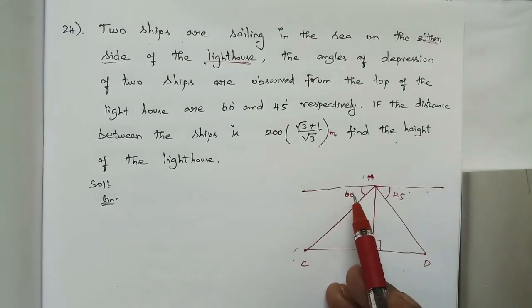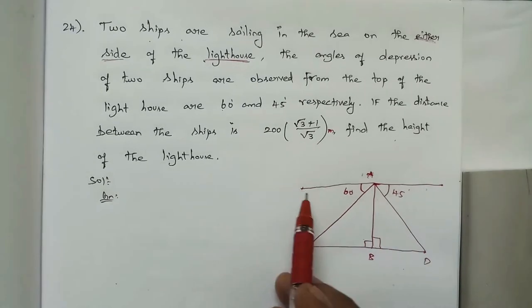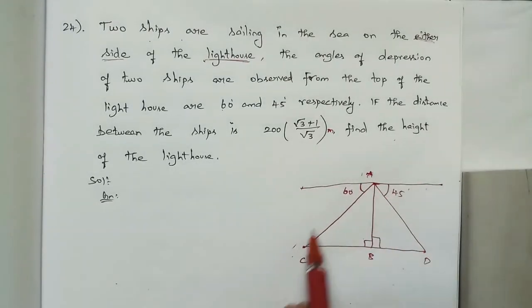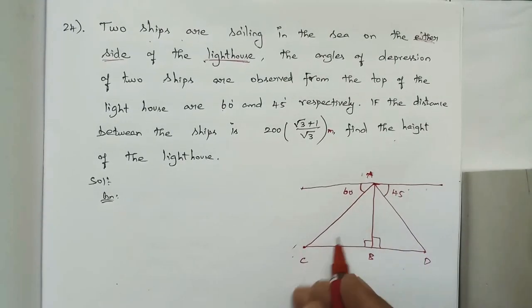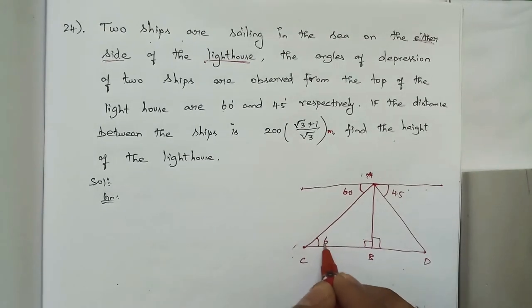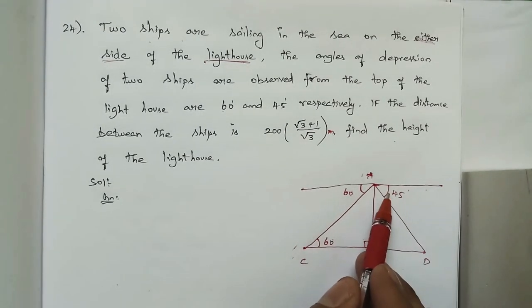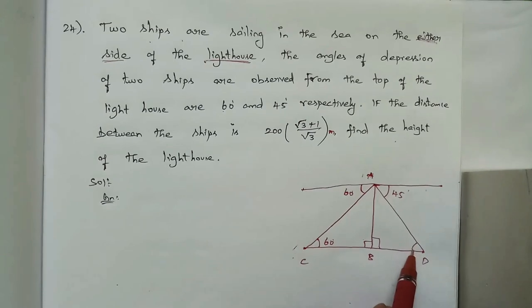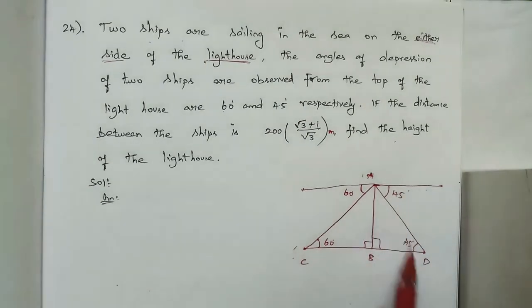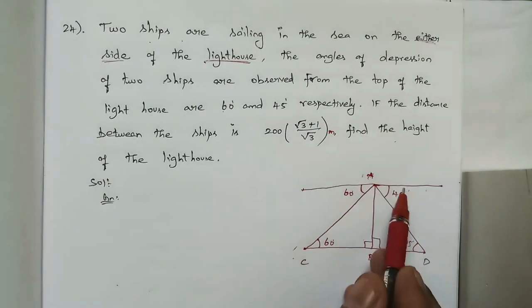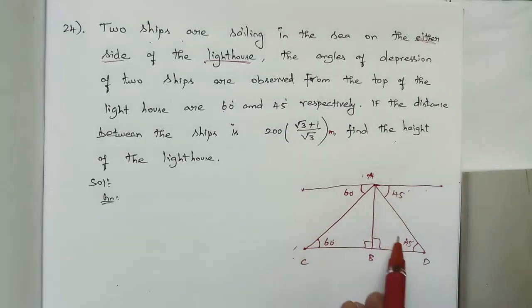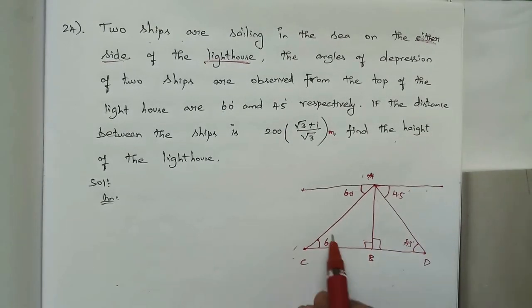So first we have to bring the angle. How are we going to bring the angle? These two lines are parallel, and this is a transversal. If this angle is 60 degrees, then angle C is also 60 degrees. If this angle is 45 degrees, then this is also 45 degrees, because these two lines are parallel and this is a transversal. Alternate interior angles are equal, right? Already we saw that.